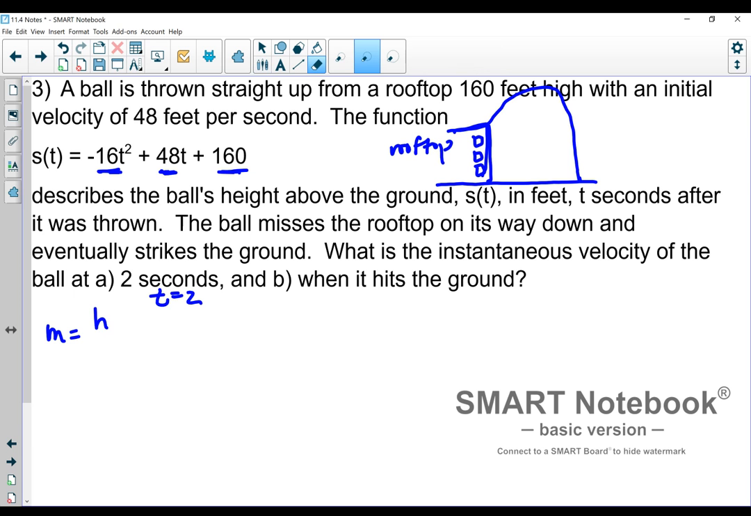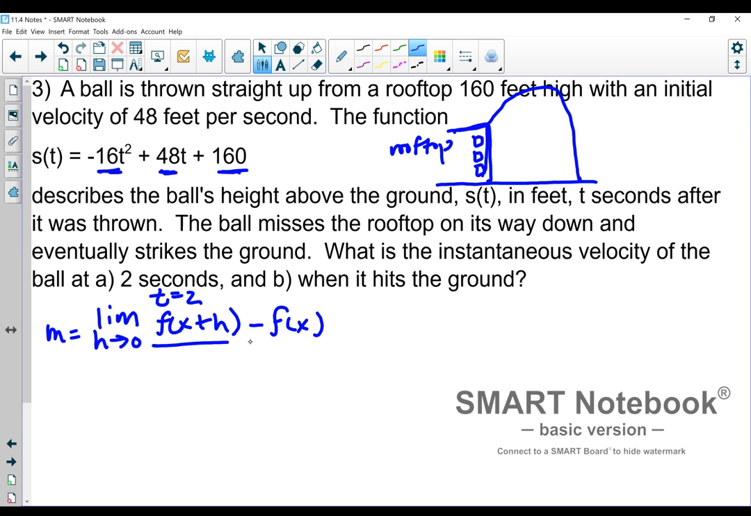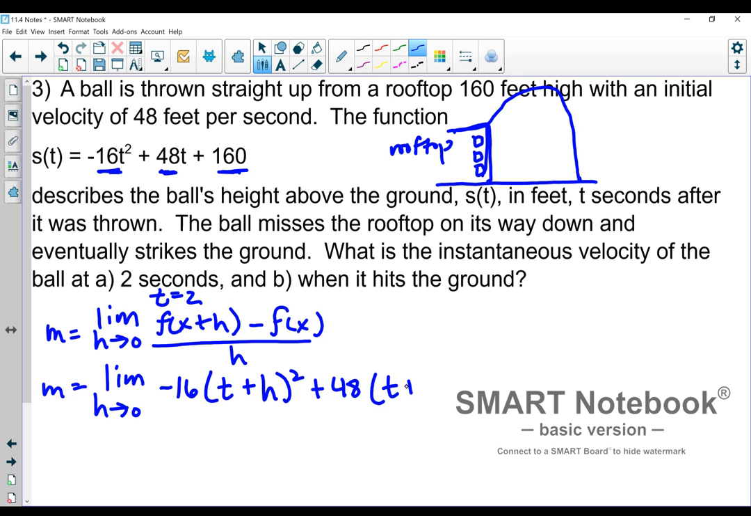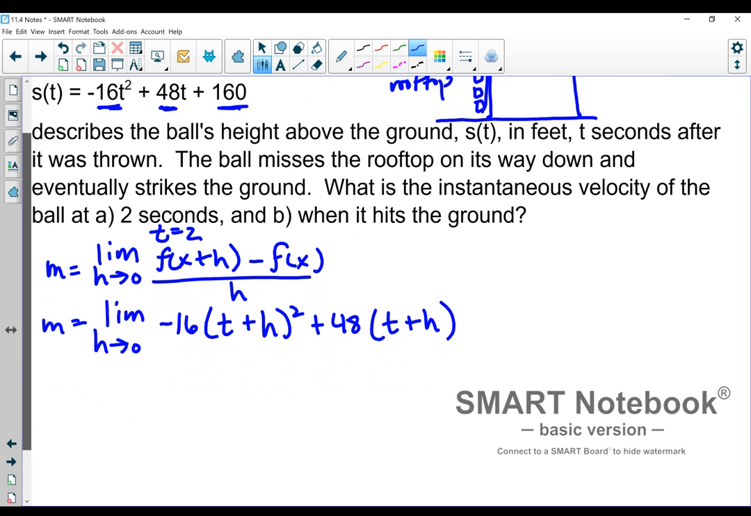So that means we're going to do that same thing. Limit as h goes to 0 of f of x plus h minus f of x all over h. And this one's going to be a little more complicated this time. So negative 16 instead of t, I guess we should probably use t plus h here. We will have a t plus h squared plus 48 times t plus h plus 160.